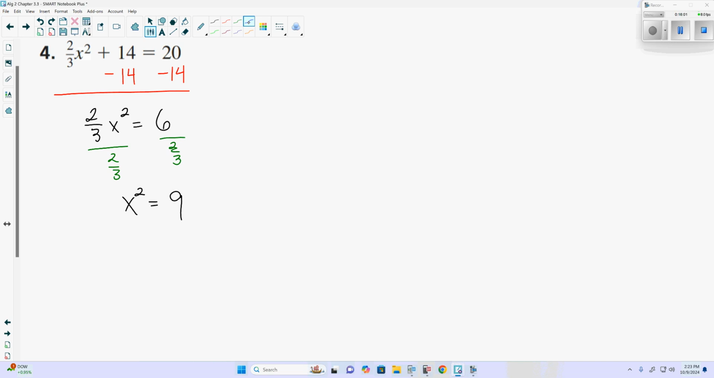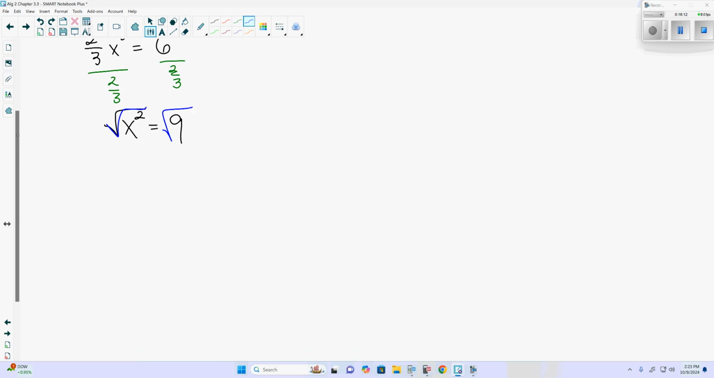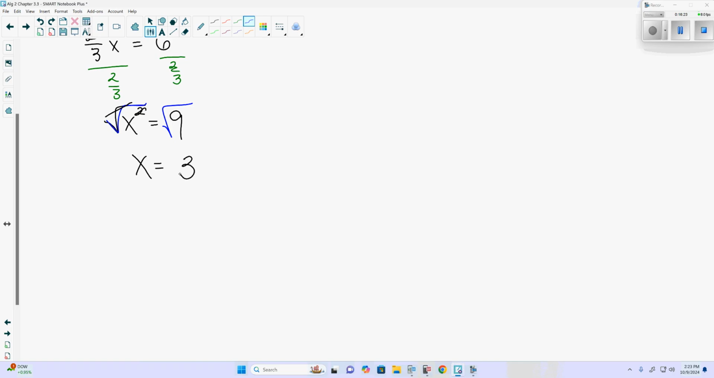So x squared, there's nothing being multiplied in front of it or added to it, so it is indeed by itself. So we can take the square root of both sides. Now the square root of x squared, the square root and square would cancel out, leaving us with x by itself. Now the square root of 9 is 3. And since we took the square root of both sides, an even root of both sides, we have to add the plus or minus.